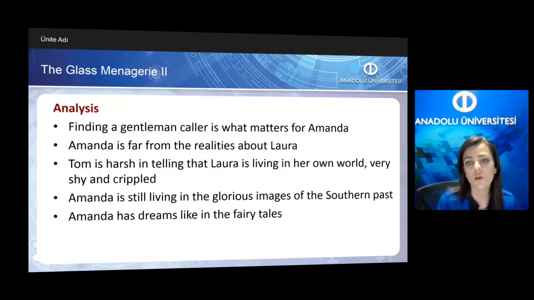Finding a gentleman caller is obviously what matters for Amanda. And she is far from the realities about Laura, that she is crippled, very shy, not social. And Tom is harsh in telling that Laura is living in her own world, very shy and crippled, because Tom is aware of all the realities about Laura. Amanda is still living in the glorious images of her southern past, of the rich and glorious days. And she has dreams like the ones in fairy tales.